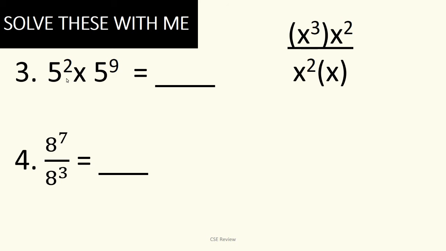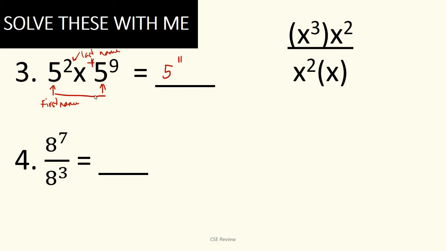Okay? So we have multiplication. Pag multiplication, pag same ang first name, ang tawag ko dito first name. Okay? Ito ang last name or apelido. Pag same ang first name, pareho silang 5, you can just copy the first name. So you have 5. And then yung last name, pagsasamahin mo siya, you're going to add it. 2 plus 9, which is going to give you 11. So the answer is 5 to the 11.